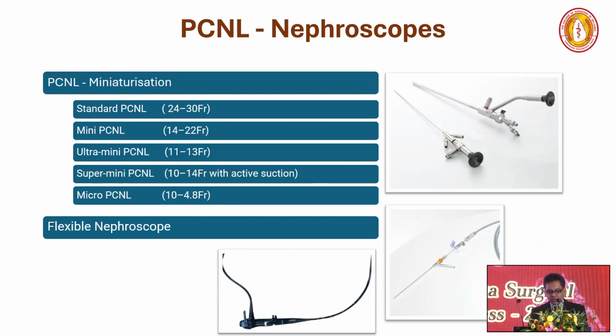Similar to RIRS, it is now also possible to achieve miniaturization of the nephroscope. Currently, the micro PCNL instrument size is 4.8 French. Additionally, a flexible nephroscope allows us to avoid multiple punctures, especially in complex renal stones.